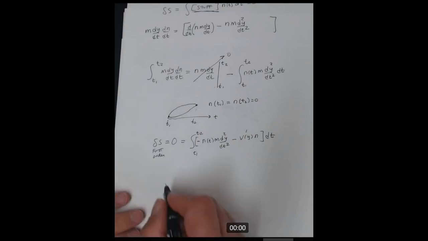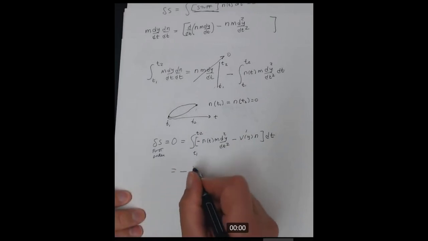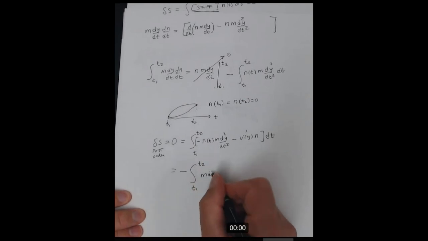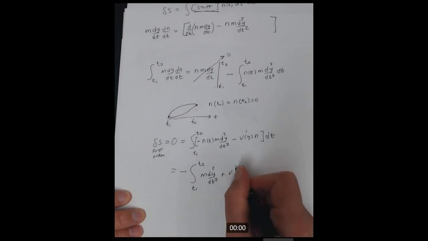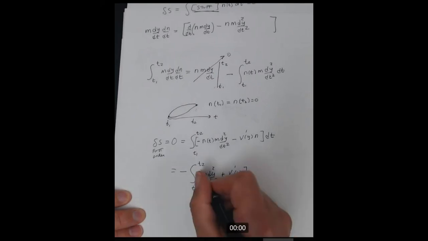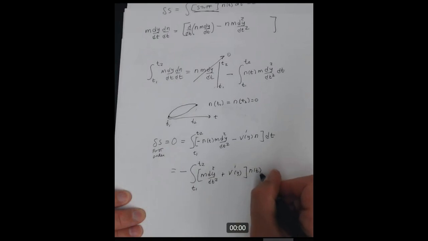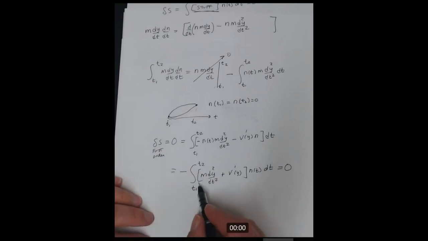So I can rewrite that, of course, as: pull out the negative sign, integral from t1 to t2 of [m d²y/dt² + V'(y)] η(t) dt. And I want that to be 0. So what does this tell us? This must be 0 in here.